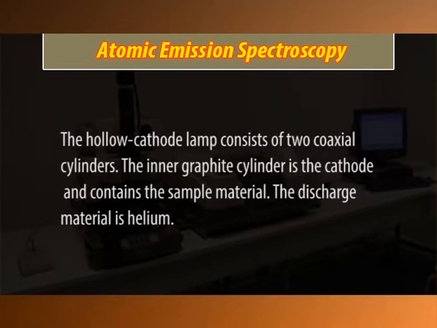Hollow-cathode discharge lamps as emission sources. The hollow-cathode lamp consists of two coaxial cylinders. The inner graphite cylinder is the cathode, which contains the sample material. The discharge material is helium. The radiation is emitted from the negative glow, which is confined to the cathode cavity. These lamps are often used to determine the elements with low boiling points in high melting point matrices.